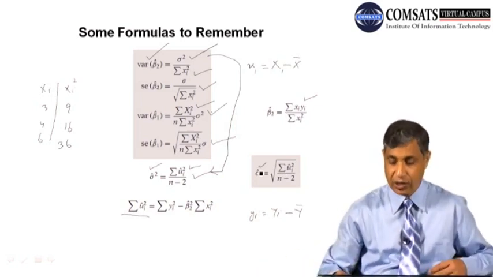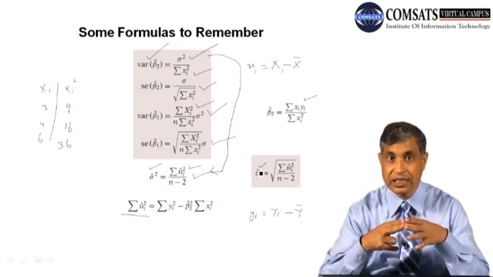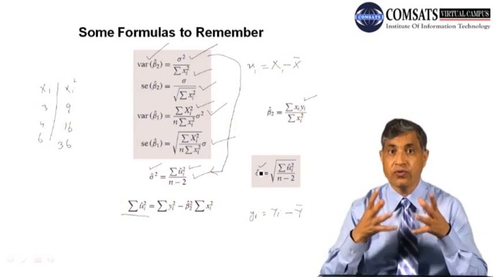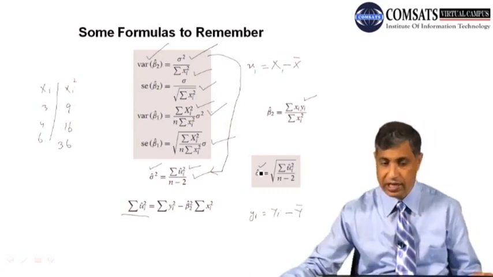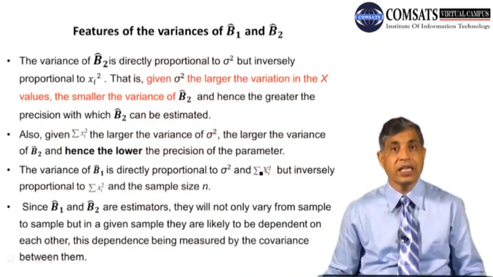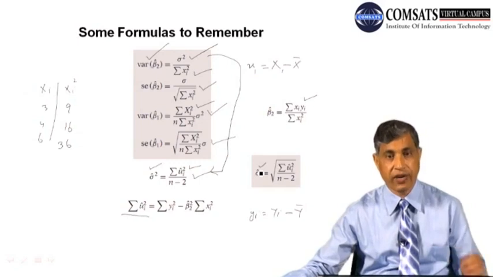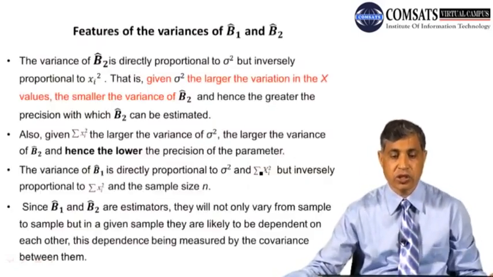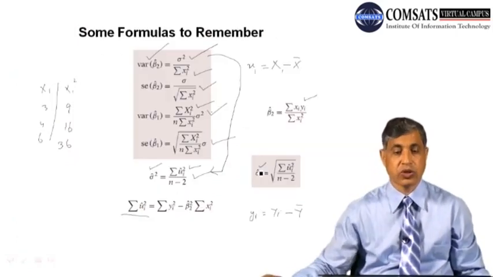So now I want to link the relationship between the variance of beta and these values. What intuition do we want to draw from here? Look at the variance of beta 2 hat. Have an eye on its formula: the variance of beta 2 hat is equal to sigma square over summation xi square, so it is directly proportional to sigma square.